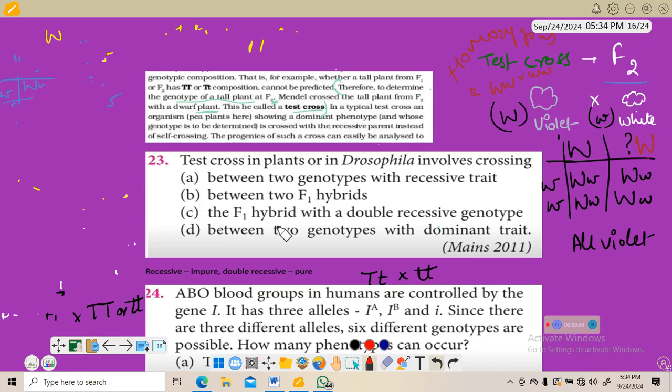Test cross in plants or in Drosophila involves crossing between two genotypes with recessive traits, between two F1 hybrids, or the F1 hybrid with a double recessive genotype. Double recessive means recessive like this. And the D part is between two genotypes with a dominant trait.